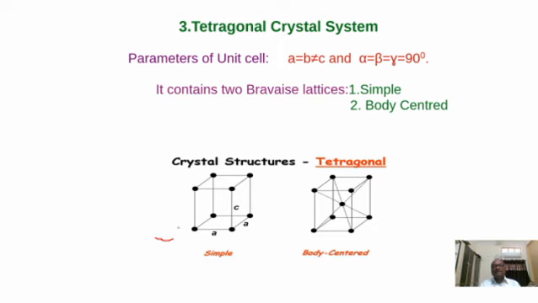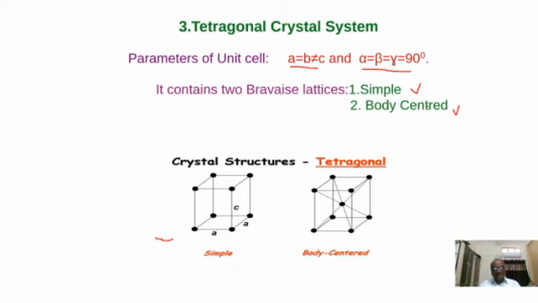The dimensions are a equal to b not equal to c, and alpha, beta, gamma equal to 90 degrees. This is available in only 2 forms, that is a simple or primitive unit cell and a body-centered unit cell. Only two Bravais lattices are present in tetragonal.